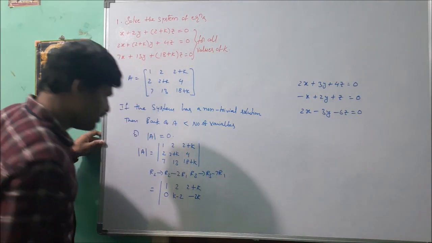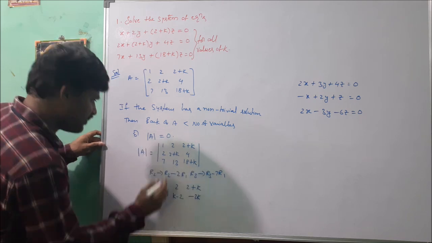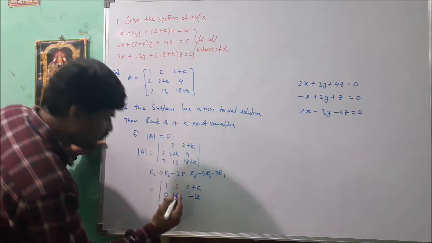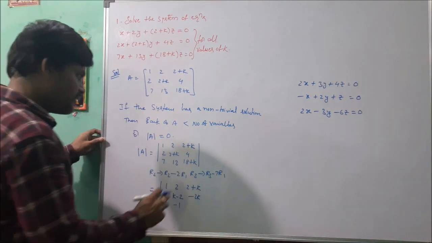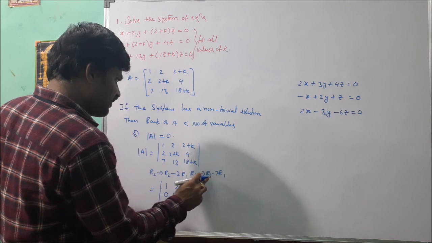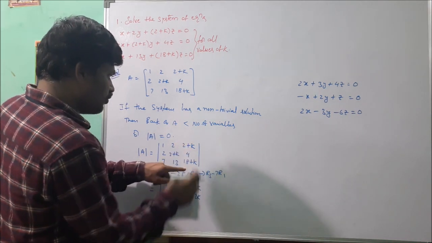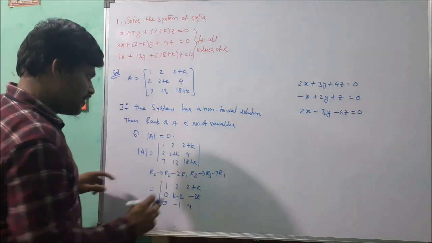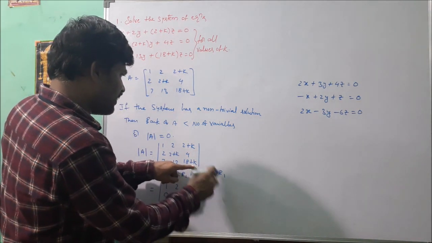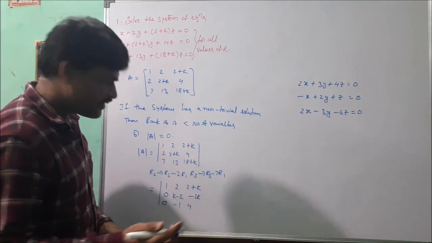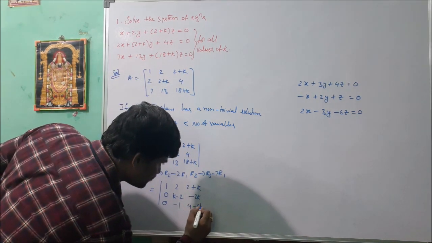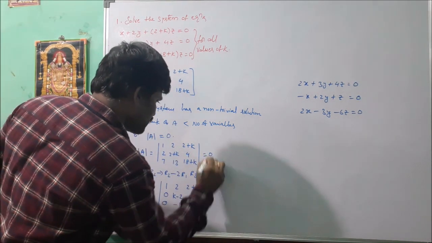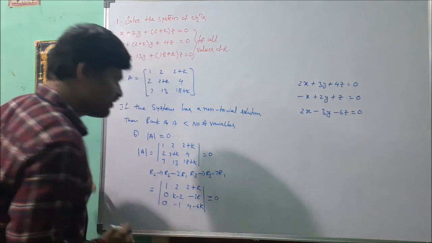So this is the second row. Similarly, the third row is R3 minus 7R1. This is 0. Here 13 minus 7 into 2 is 14, 13 minus 14 is minus 1. Similarly, 18 plus k minus 7 into 2 is 14, 18 minus 14 is 4. Then k minus 7 into k is 7k, k minus 7k is minus 6k. Now the determinant value is 0.